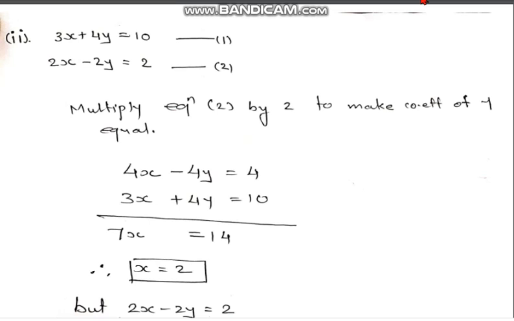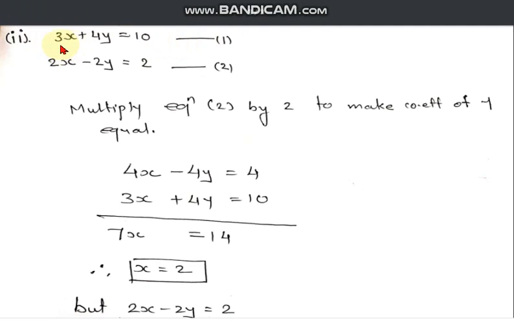One more thing: if you want to eliminate x here, then you have to multiply this equation by 2, so it will be 6x, and here you have to multiply by 3. So in short, you have to multiply both equations by different numbers. To make it easy, I am multiplying the second equation by 2 and we will eliminate y. So here, multiplying equation 2 by 2 to make the coefficient of y equal.